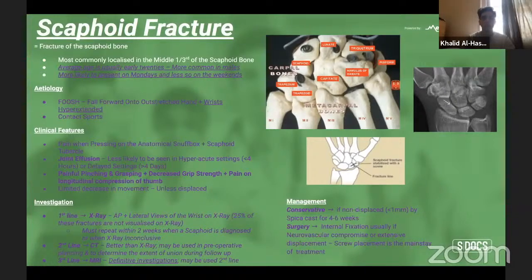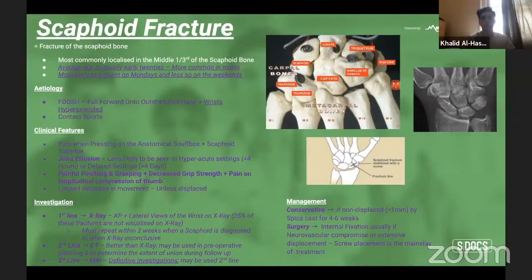The investigations. The first line, as usual, is an X-ray. As mentioned prior, we tend to opt to use AP and lateral views of the wrist. 25% of these fractures cannot actually be visualized on X-ray, so we must repeat the X-ray within 2 weeks when a scaphoid fracture is suspected or when the X-ray is inconclusive.